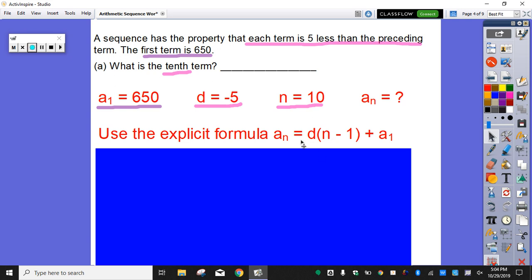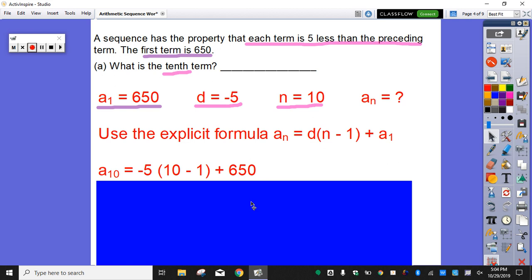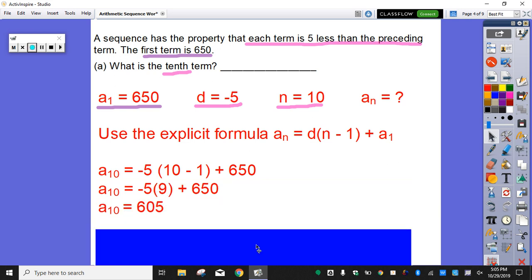So just a reminder what the explicit formula is. Once I plug everything into place, 10 is my term number. It goes 2 places. It's a subscript for a to represent this would be the 10th term. It would equal the common difference, -5 times n minus 1, so 10 minus 1, plus your first term, 650. Now, there are no variables on the right side, so this is one that I just evaluate. You can do 10 minus 1, which will be 9. 9 times -5 is -45. Add that to 650, and you get the 10th term, 605. So that one's really straightforward.